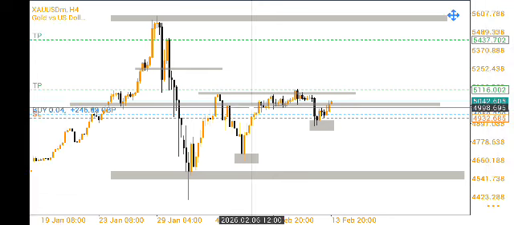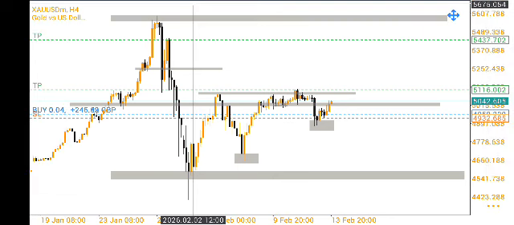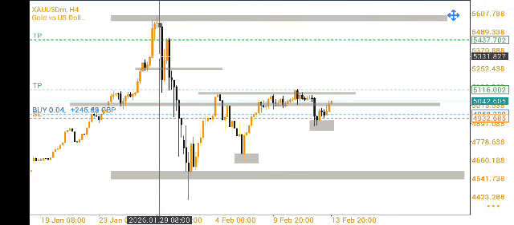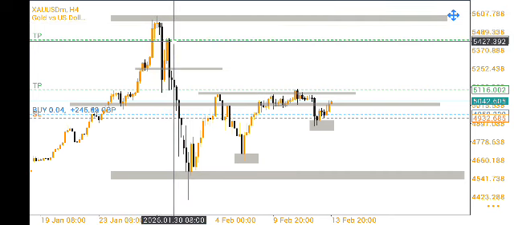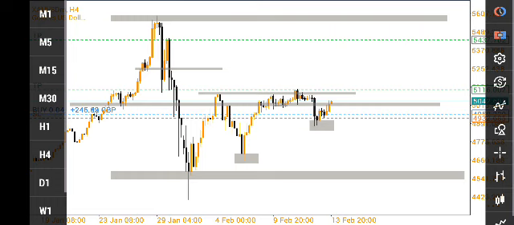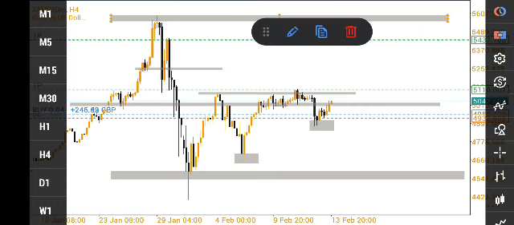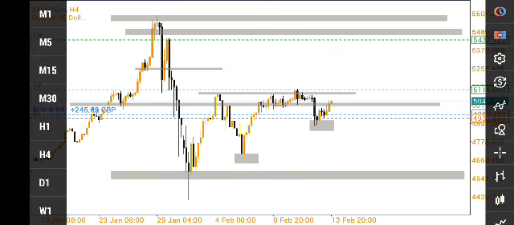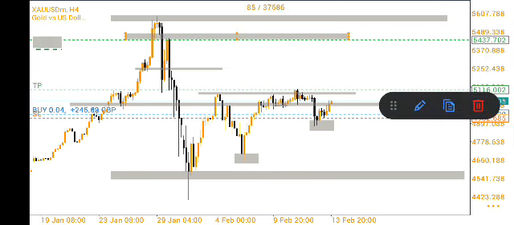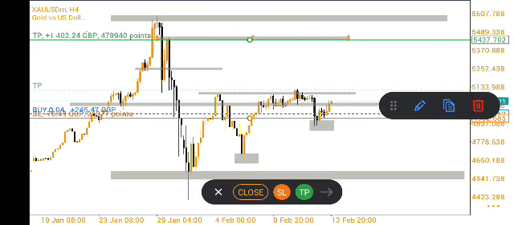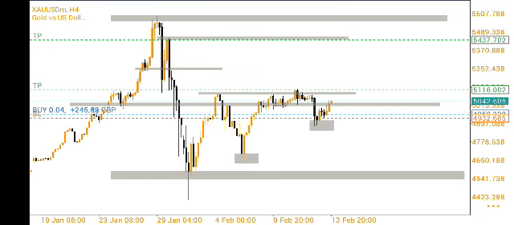This is the resistance. Why? Because price failed to close at a higher high, and it ended up closing at a lower high here. At this point you can see that price closed here, at the lower high, and started building lows.